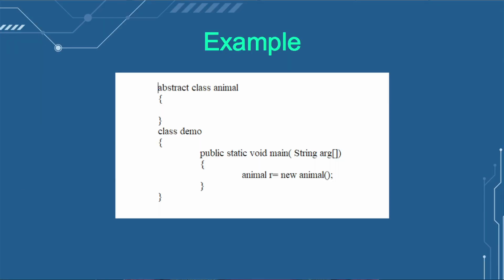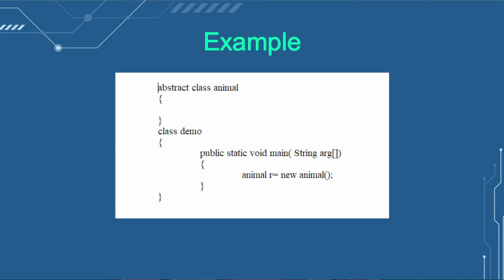So, let us understand with the help of an example. First, we create an abstract class which is Animal, and we have also created the main class Demo. In this class, we have also created an object of the Animal class, that is Animal r is equal to new Animal. So when we compile the program, it will give an error because we cannot create the object of the abstract class, as you can see in this example.